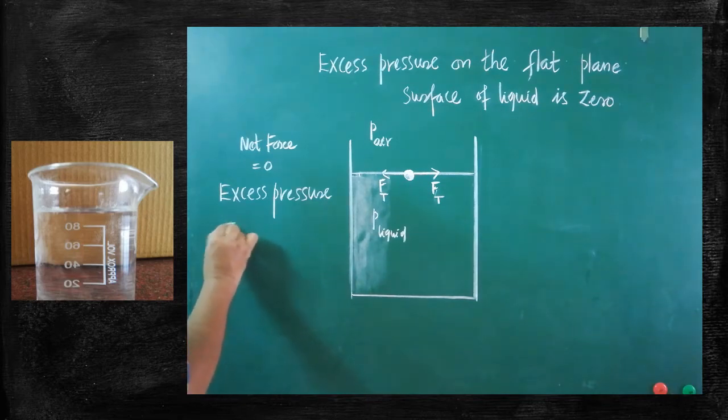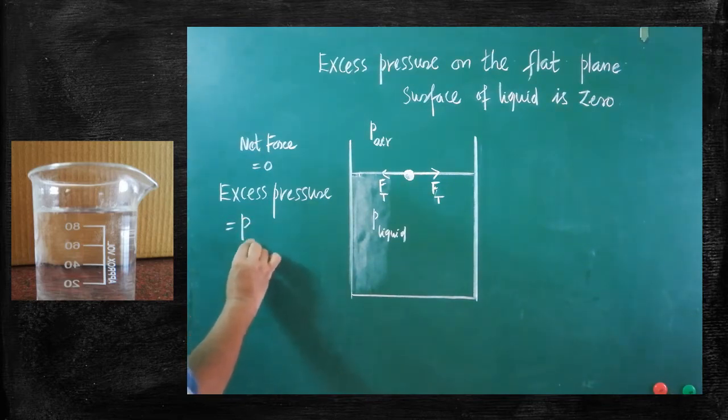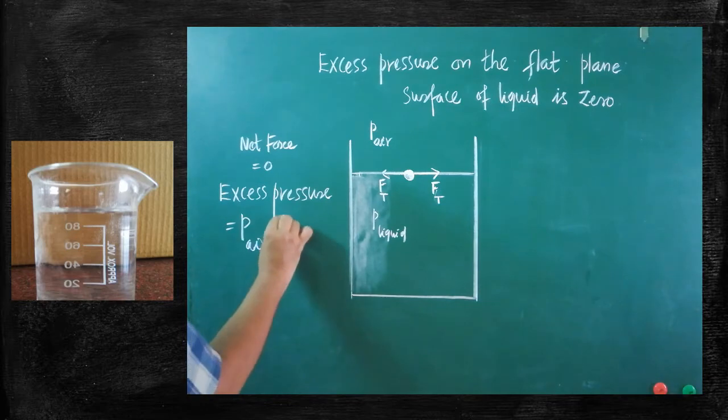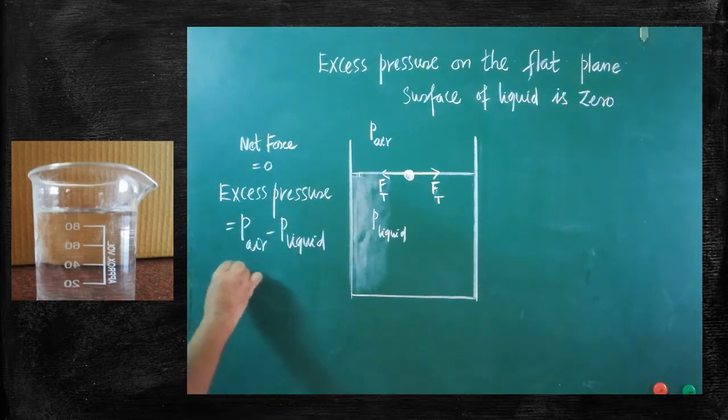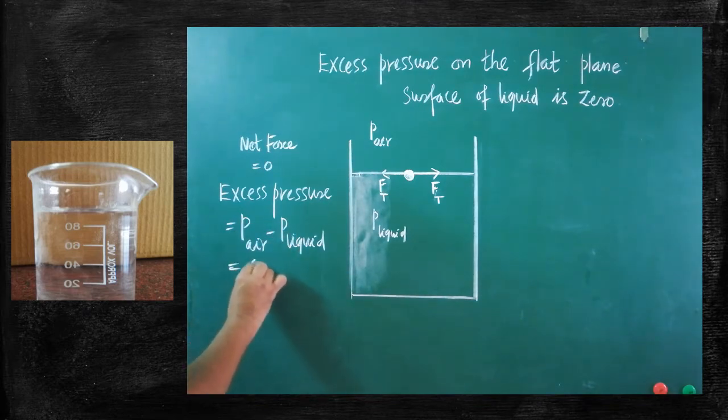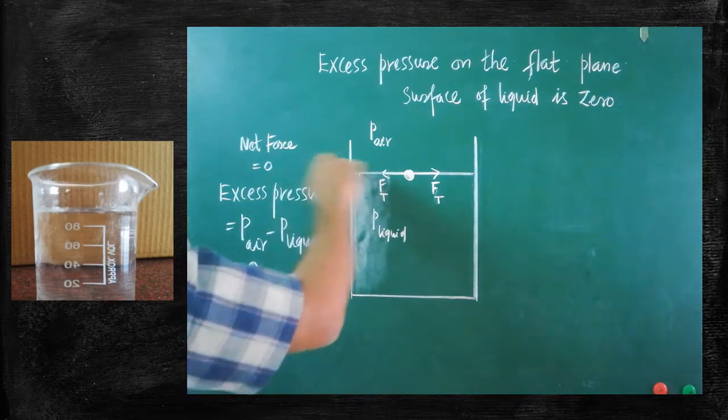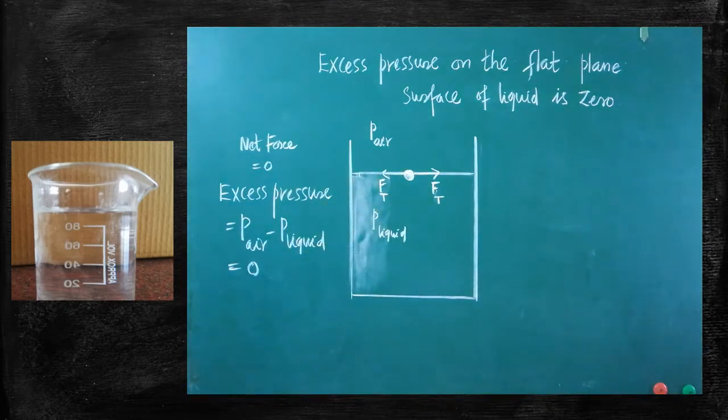So finally, we can write P air minus P liquid: pressure due to air and pressure due to liquid, both of them are equal. So ultimately, the difference in pressure is 0 and excess pressure can also be called as 0. Since excess pressure is 0, the level of liquid is flat. Are you clear?